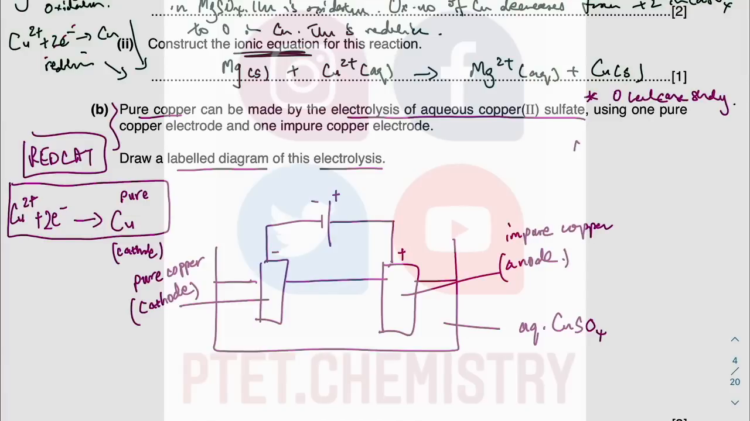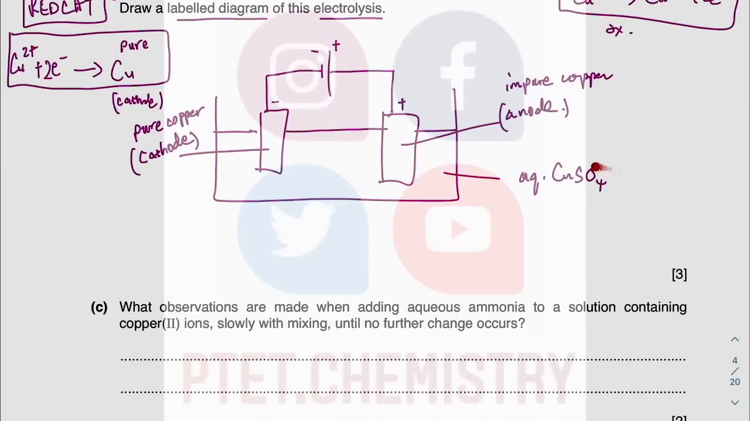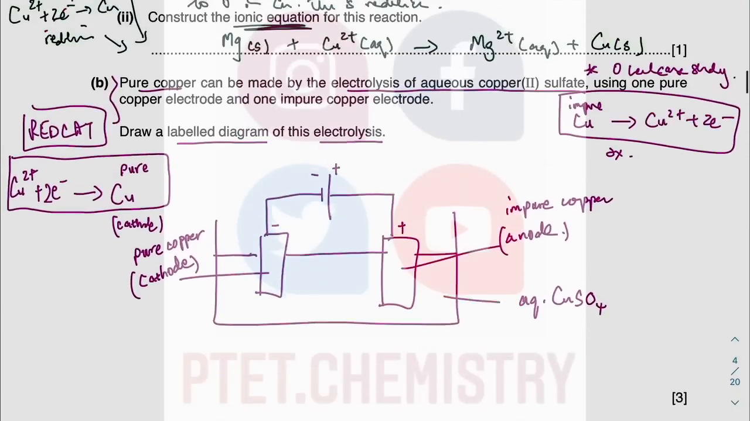And what happens at the anode is the impure copper gives you Cu2+ plus 2 electrons. You get oxidation at the anode, and oxidation involves loss of electrons. You lose electrons by having the plus 2 electrons on the right-hand side. So they all make sense really. And this color will not change. That's why they are asking you about observation there.